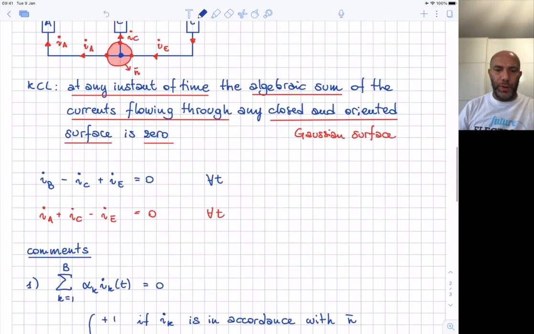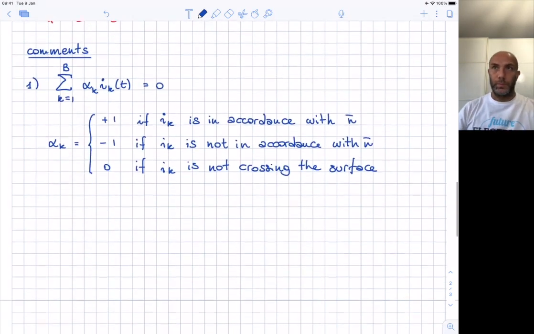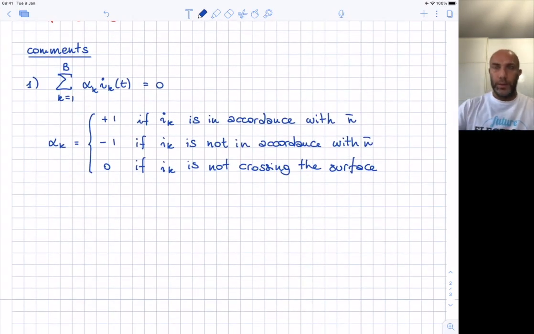For example, if we go back to our first Kirchhoff's current law, we considered only the currents IB, IC, and IE, while we haven't considered the current IA, since IA is not crossing the surface. In other words, the coefficient for IA was 0. The second comment is that Kirchhoff's current law is a homogeneous equation.